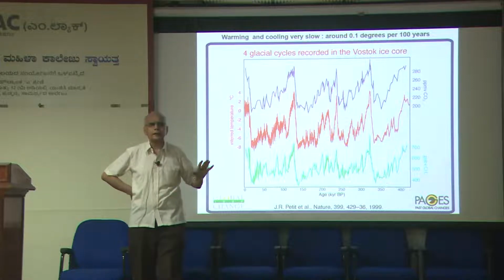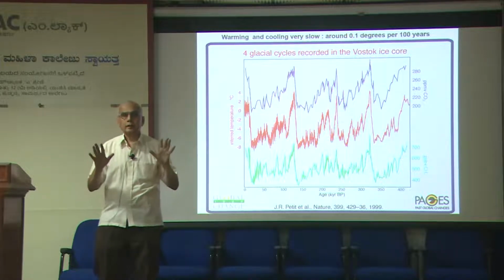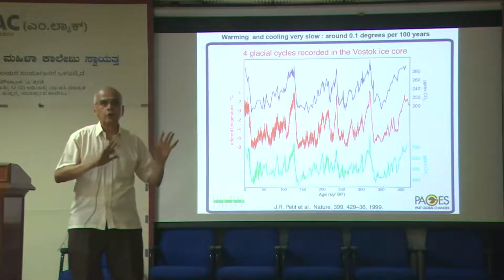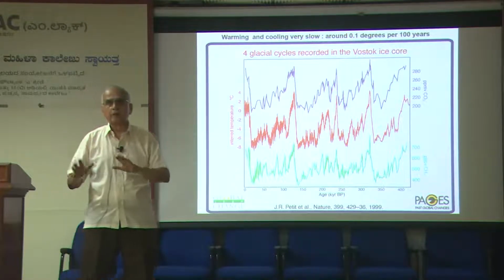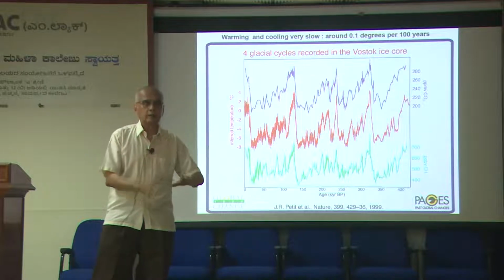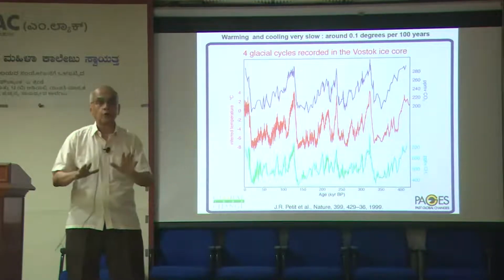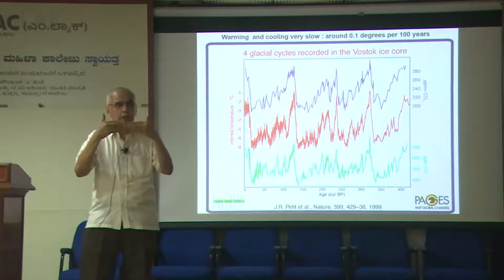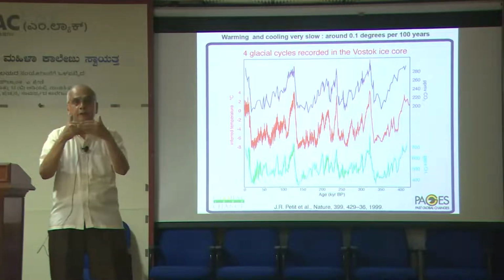Now don't look at the details. The big picture is the changes in temperature, methane, carbon dioxide, they all go together. Whenever temperature is high, methane is high, carbon dioxide is high. Whenever temperature is low, methane is low, carbon dioxide is low. It's very interesting. So the two are very closely connected. They are not independent. Okay.